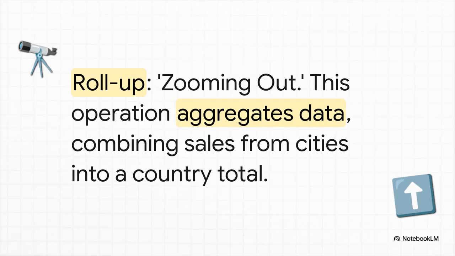First, we've got roll up. The easiest way to think of this is zooming out. You're going from the details to the big picture. So, for example, if you have sales data for every city in India, you could roll up that data to see the total sales for the entire country.